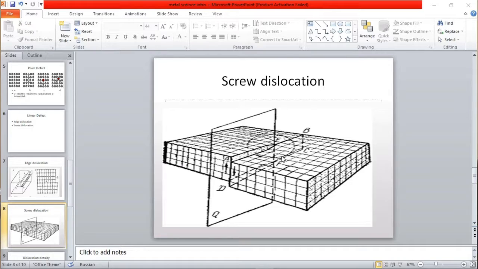What happens is that a layer doesn't completely dislocate from another one. It's just a little bit, and the rest remains intact. But with edge dislocation, the whole layer of that metal dislocates. So these are the two types of dislocation.